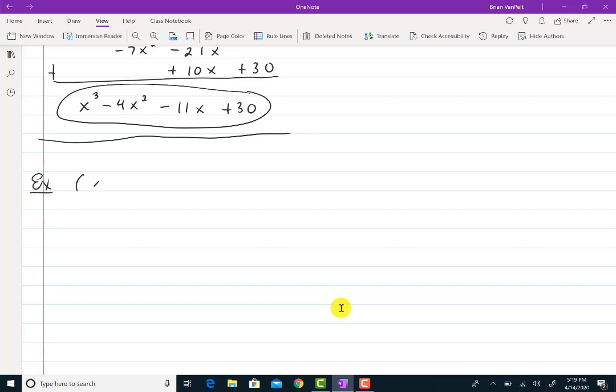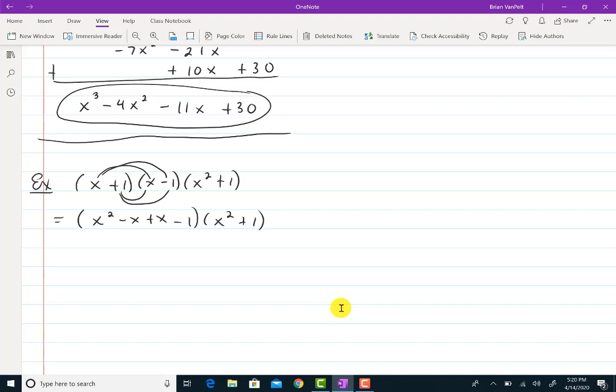Next I have x plus 1 times x minus 1 times x squared plus 1. So for this, I'll start with these parentheses again. I'll get x squared minus x plus x minus 1 times x squared plus 1. Those middle x's cancel and I get x squared minus 1 times x squared plus 1, which is nice because it's a binomial times a binomial. The FOIL method is perfect for this.